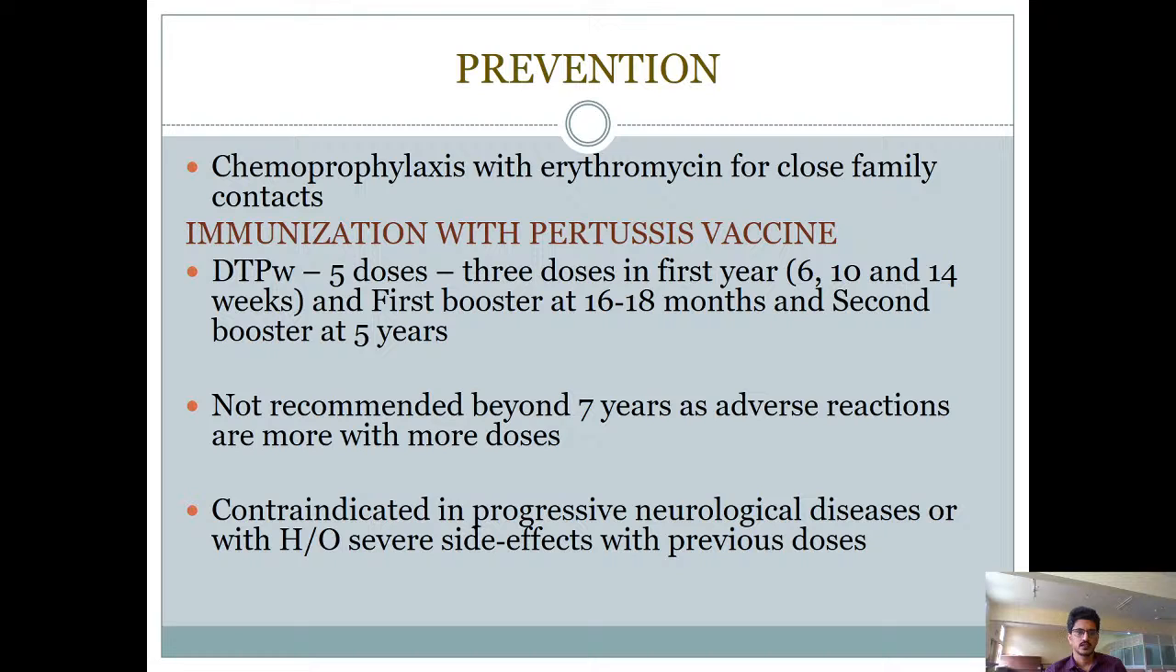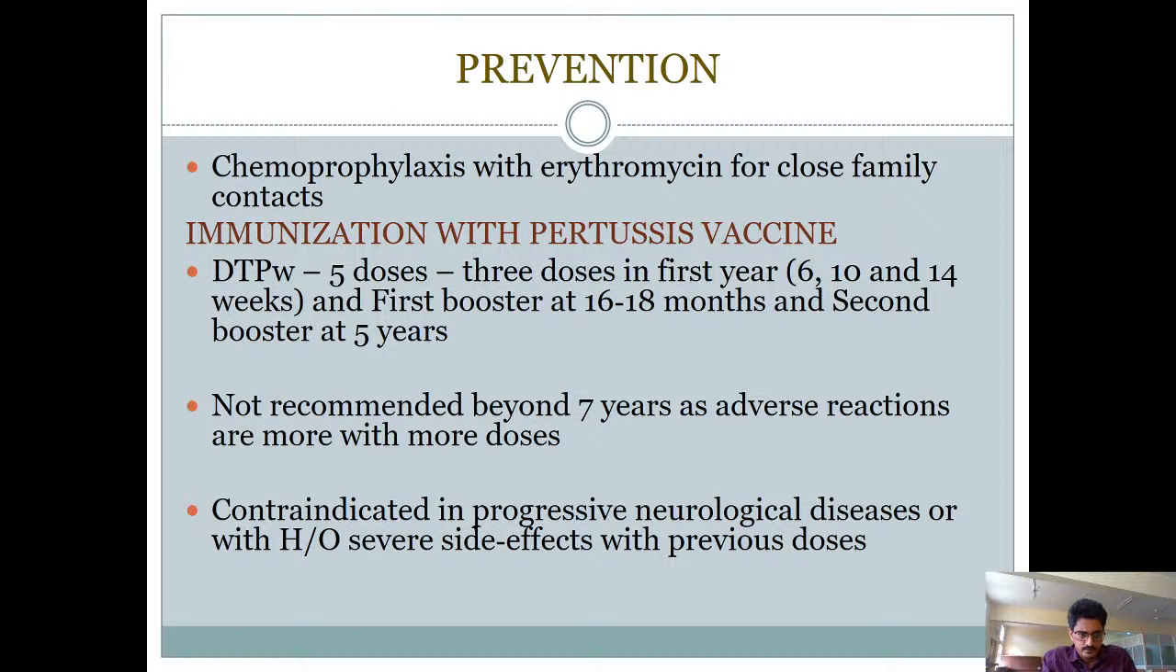So for prevention, chemoprophylaxis with erythromycin for close family contacts, and immunization with the pertussis vaccine. There are two types of pertussis vaccine: whole cell vaccine and acellular pertussis vaccine. Basically, diphtheria, tetanus, and pertussis. It's a trivalent, combined vaccine.